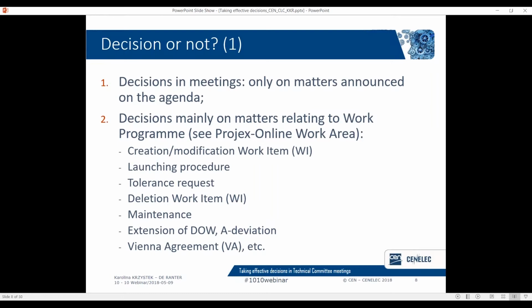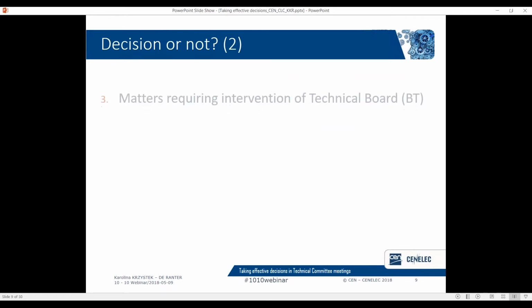When you're creating or modifying a project, when you're launching a procedure, when you're requesting tolerance, when you're deleting work items, on systematic reviews, extensions of DOWs, A deviations, Vienna agreements, and so on. So really the matters related to the work program of a given TC.